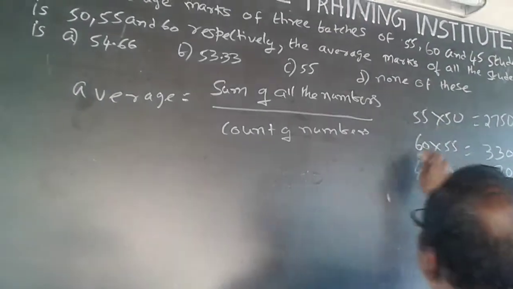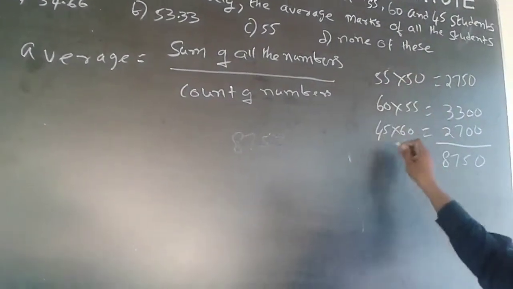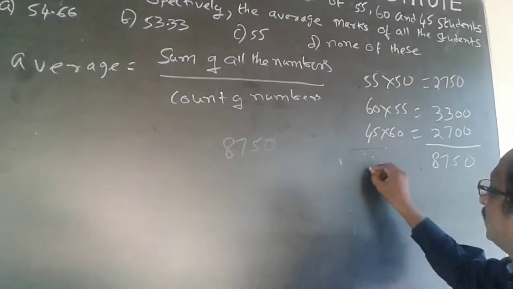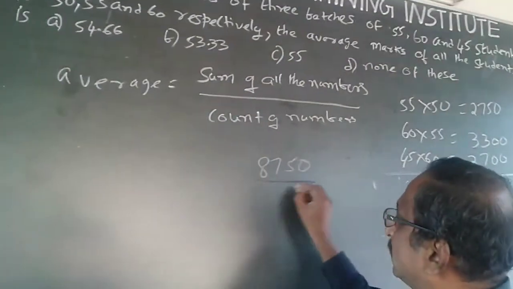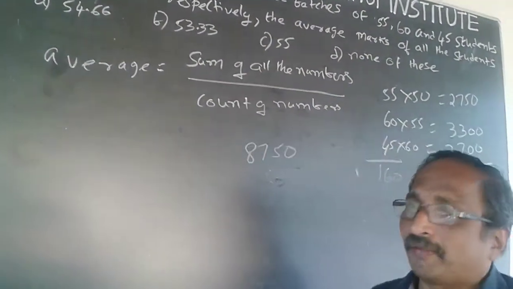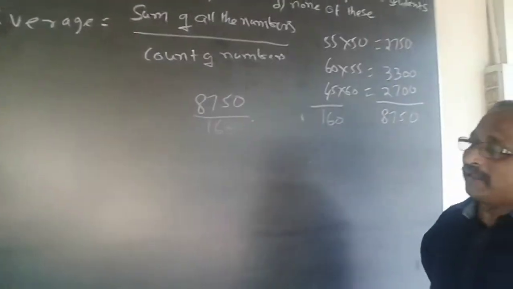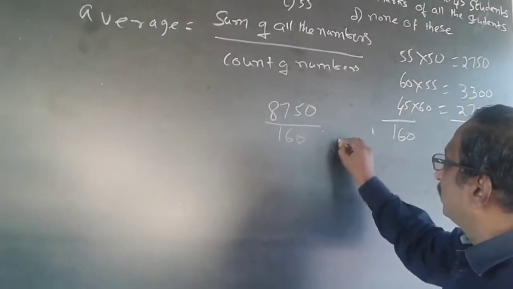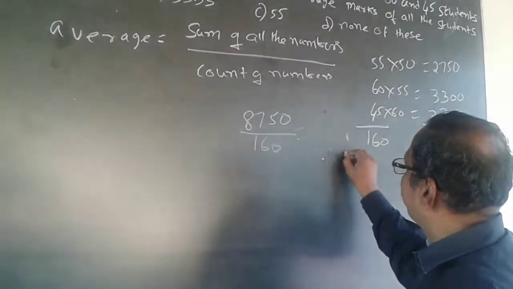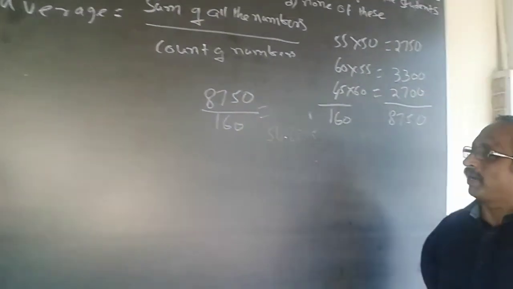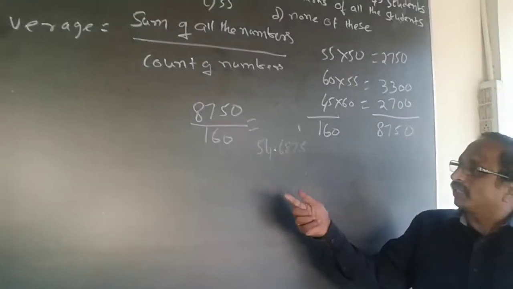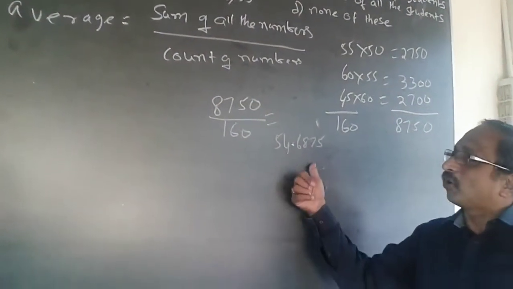Divided by the count of students, which is 55 students, 60 students, 45 students. The count of students will be 160. Divided by 160 will be the average. So when you work it out, it will be 54.6875. Some students, the moment they see 54, will not work out beyond this.